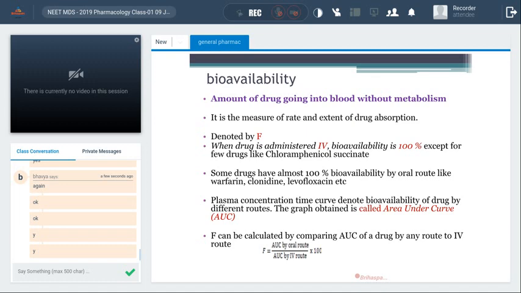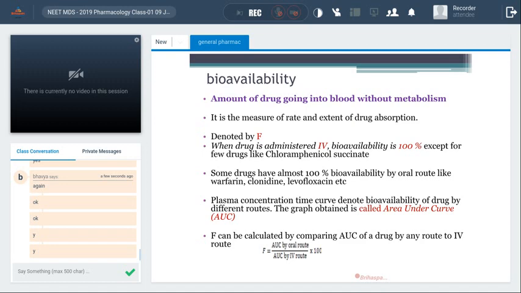So it's the amount of drug going into the blood without metabolism. It is not undergoing any metabolism, that is by stomach wall or intestinal wall. Without any change, what is the amount that is reaching circulation? So it is a measure of rate and extent of drug absorption. What is the rate at which it is getting absorbed? What is the extent to which it is absorbed? Is it 80% absorbed? Is it 100% absorbed? It is denoted by the letter F, which stands for fraction.